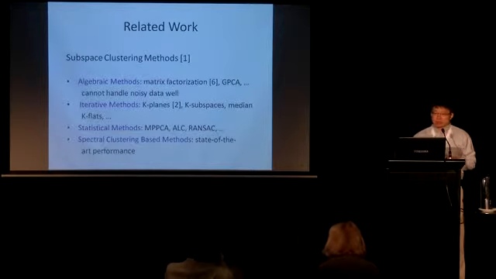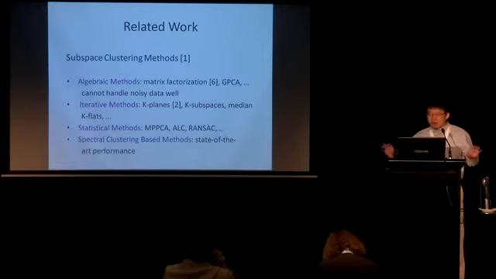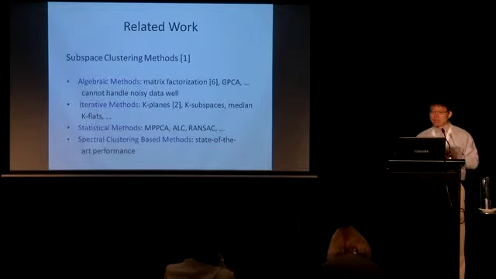The third group of methods is called statistical methods. For example, it includes mixture of probabilistic PCA, ALC, agglomerative lossy compression, and RANSAC, etc. This group of methods also has similar drawbacks to the second group of methods. That is, oftentimes it needs more or less some of the information regarding the number of clusters and also even the dimension of each subspace. The fourth group of methods is called spectral clustering-based methods. This group of methods provide the state-of-the-art performance. So we basically focus on spectral clustering-based methods.